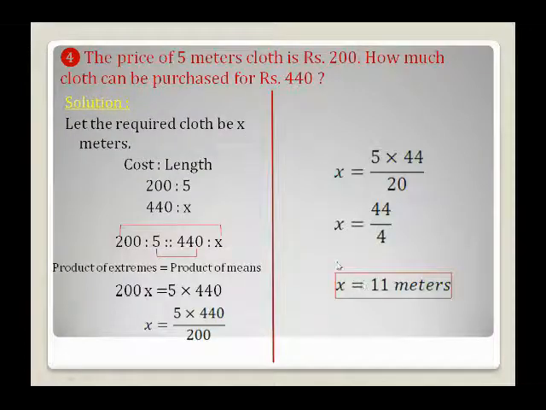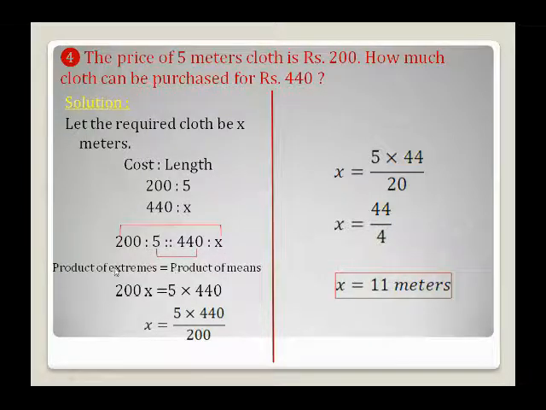Okay, now students, the fourth question from the same exercise: the price of 5 meter cloth is rupees 200. How much cloth can be purchased for rupees 440? Here we start the solution. Let the required cloth be x meters. Okay, cost to the ratio length. The cost is 200 rupees and the length of the cloth is 5. Now, in rupees 440, how much length do we purchase? So here we write x. Now we write these ratios in a proportion form, which is 200 ratio 5 proportion 440 ratio x.